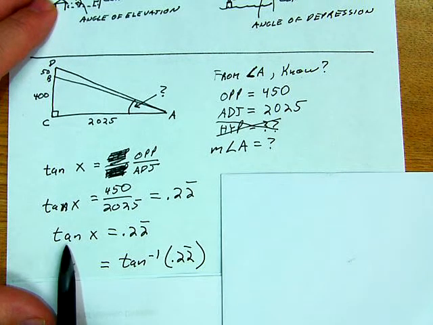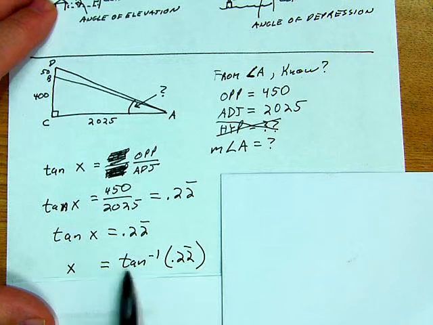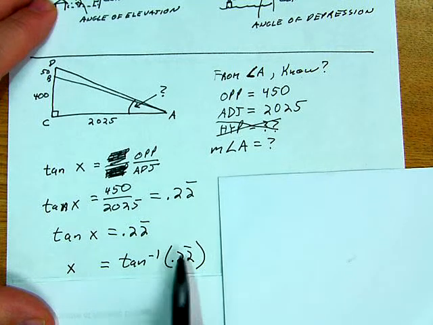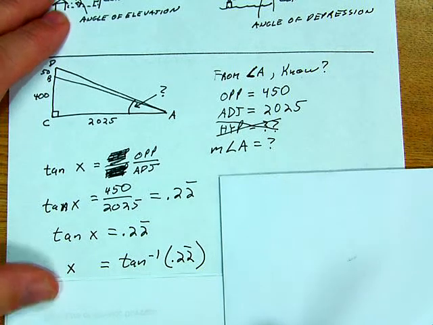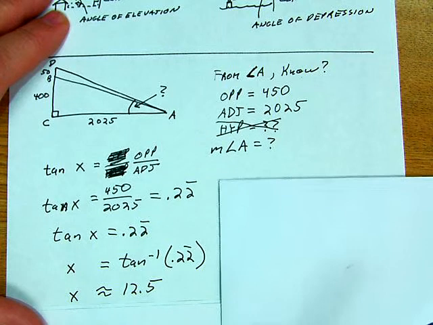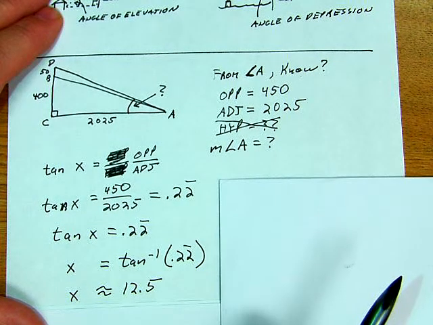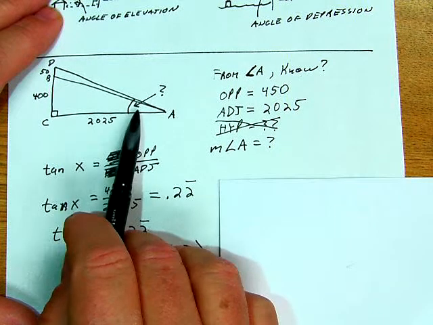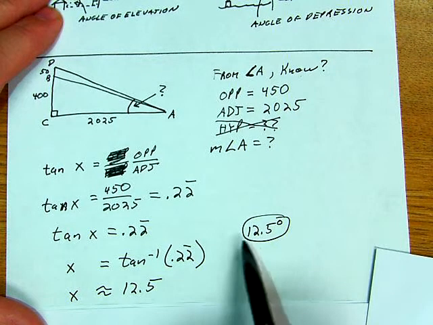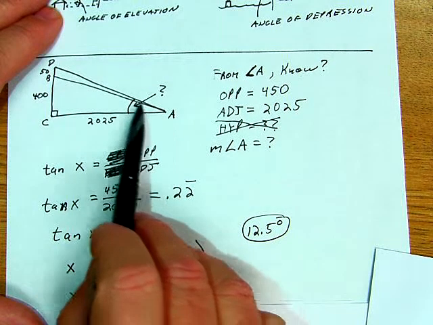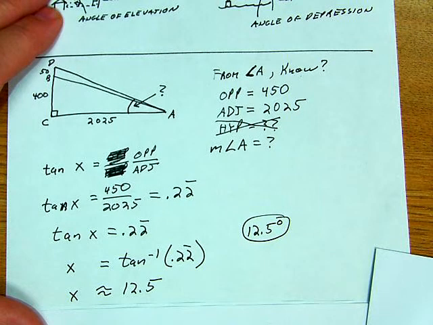I then do the reverse of the tangent function, which is the inverse tangent, or the arctangent. X is equal to the inverse tangent of 0.22 repeating 2. And when I plug that into my calculator, I get x being approximately 12.5. And x in this situation is the degrees of angle A, so 12.5 degrees is approximately the angle of elevation that the airplane has to fly to miss the mountain by 50 meters.